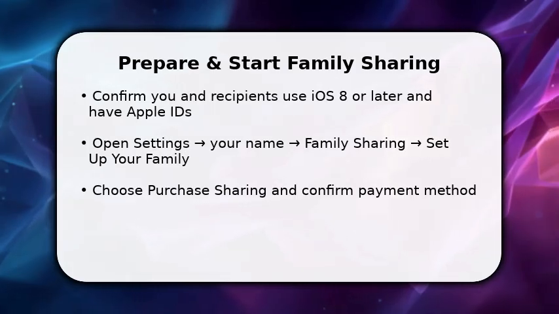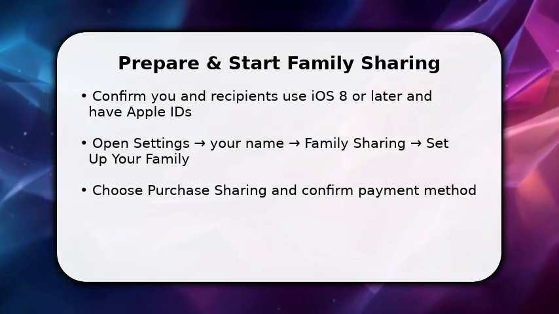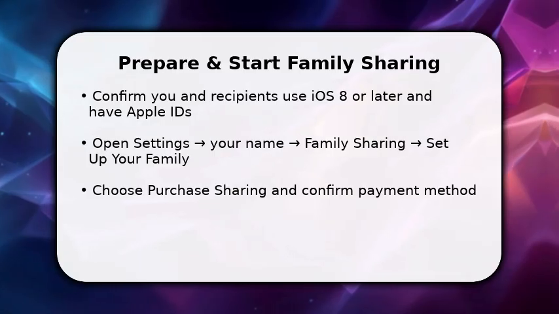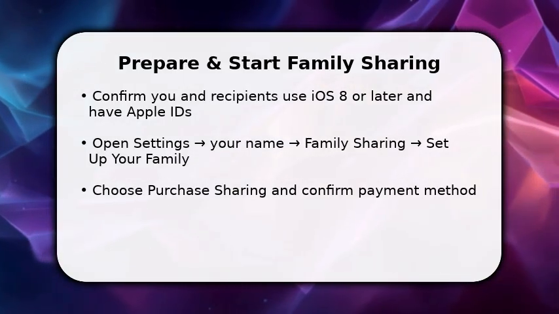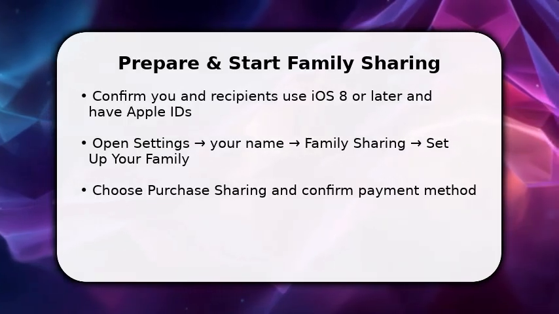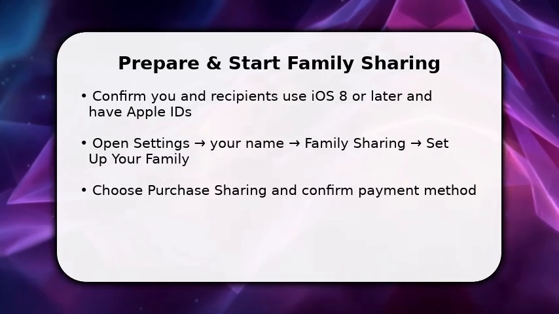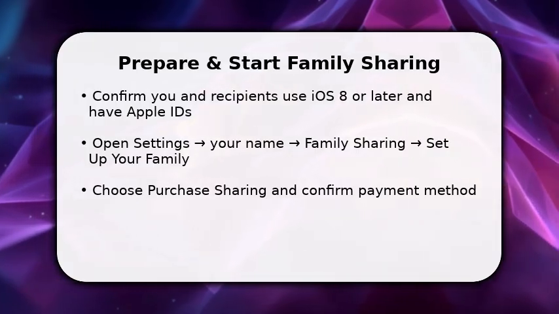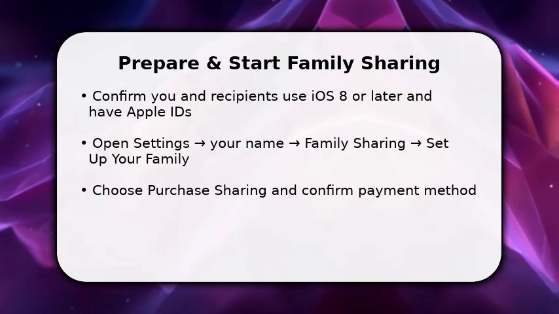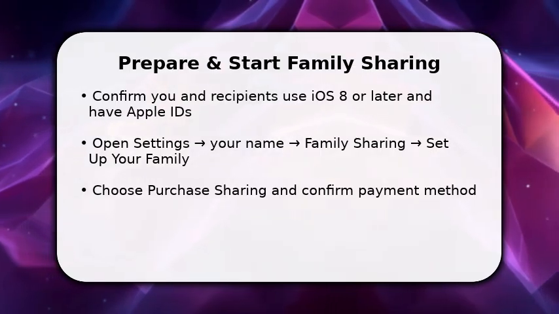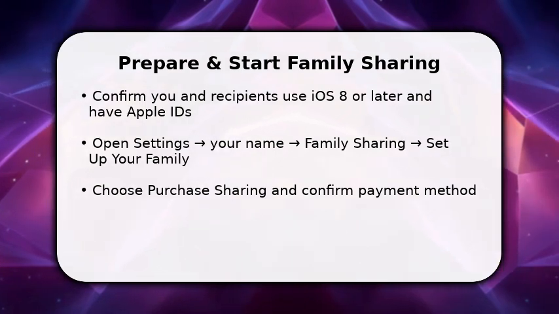You start by enabling family sharing so purchased apps can be shared. Open Settings and tap your name, then tap Family Sharing and choose Set up your family. Add family members via their Apple ID or invite by iMessage. Make sure they accept. Turn on Purchase Sharing and confirm the shared payment method. This lets the family organizer pay for shared purchases. Once done, members can download eligible apps without repurchasing, so you avoid duplicate purchases and centralize billing.